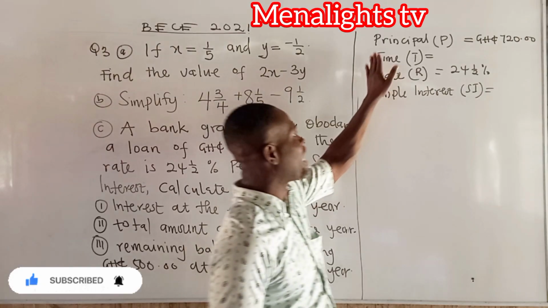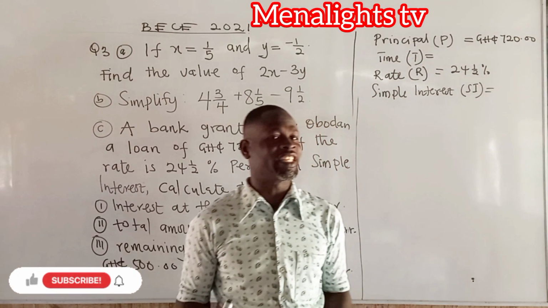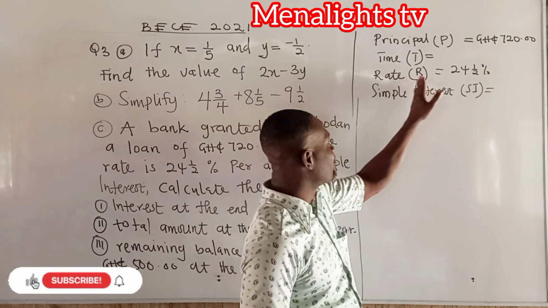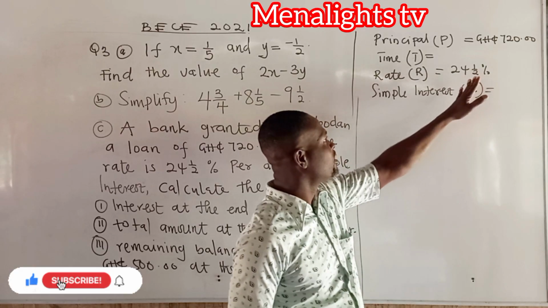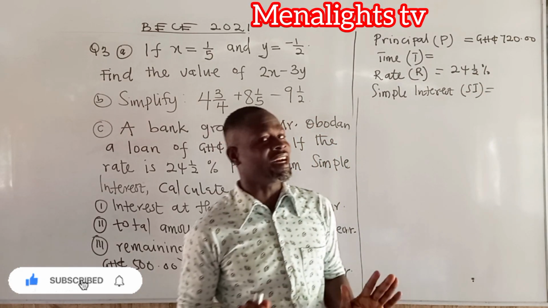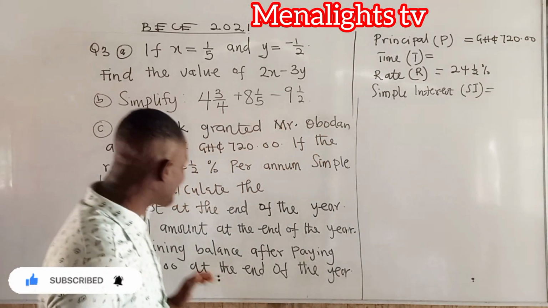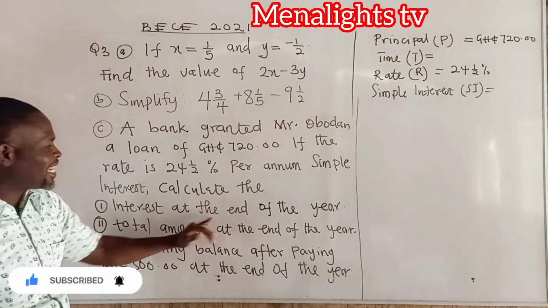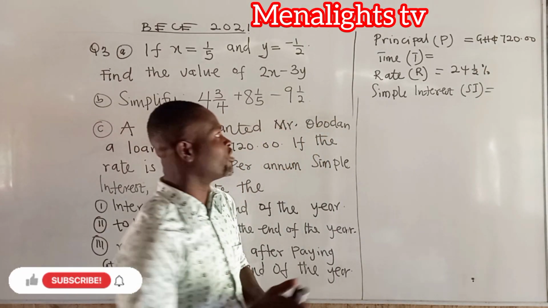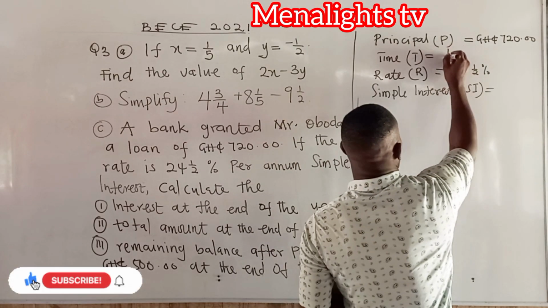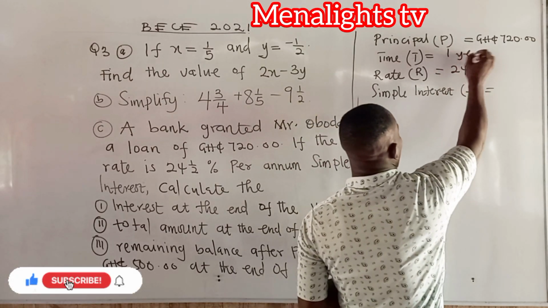So from the question, our principal is 720 cedis, and the rate of the interest is 24.5 percent. The time here is not given, but when you look at the question, it says at the end of the year. So the time there is 1 year.